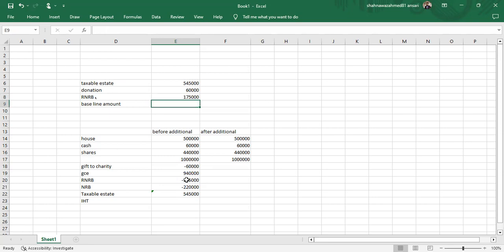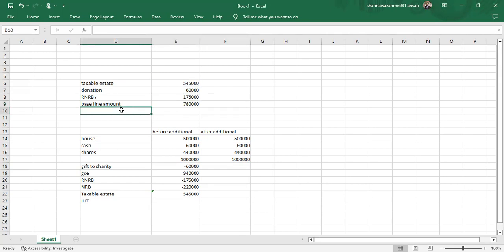So it is RNRB. What is my baseline amount in this case? I need to find out the baseline amount. The baseline amount is equal to the sum. Let's calculate. This is the baseline amount.